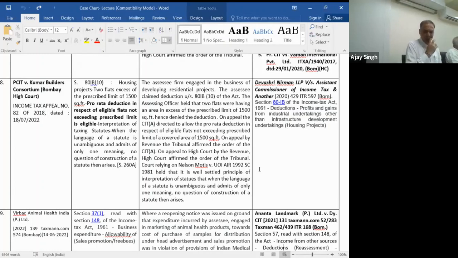One has to read this decision, and it can be applied in the context of other cases also where deductions are involved, and to some extent the pro rata claim can be made by the assessee. So this is once again reconfirming the position by our court of pro rata deduction.